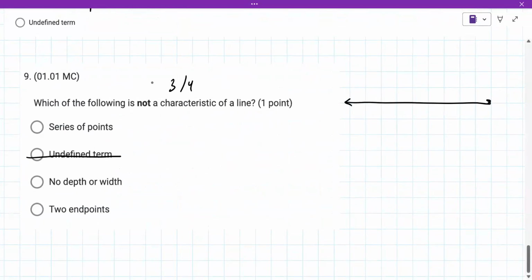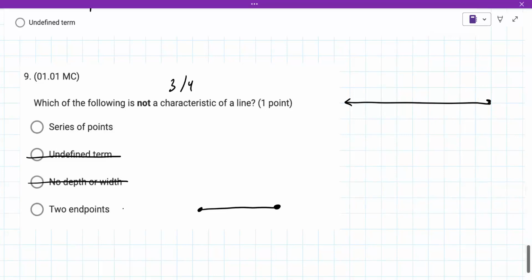I thought it was 2 endpoints as the not characteristic of a line, because that'd be a line segment. Exactly. So to me, that's the answer. To me, a line is a series of points. I know it has no depth or width.